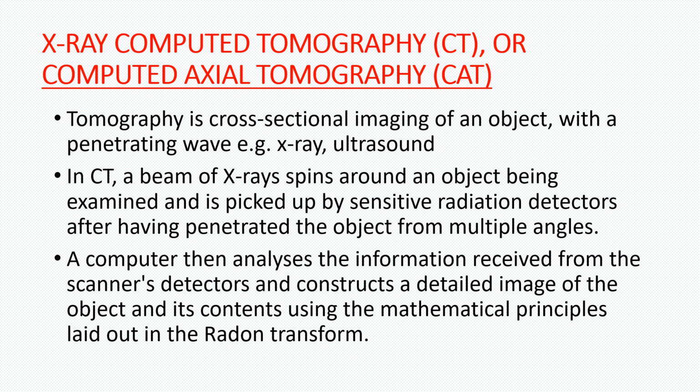In CT, a beam of X-ray spins around an object, which in this case is the patient, and is picked up by sensitive radiation detectors after having penetrated the object from multiple angles. A computer then analyzes the information received from the scanner detectors and constructs a detailed image of the patient and the structures of the body, using mathematical principles laid out in the radon transform.